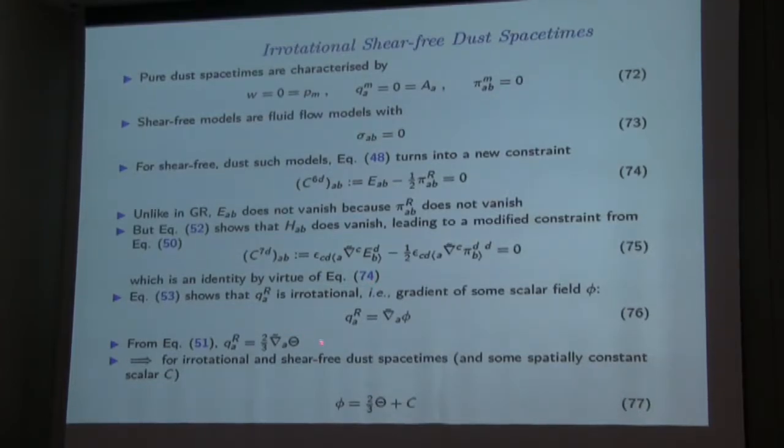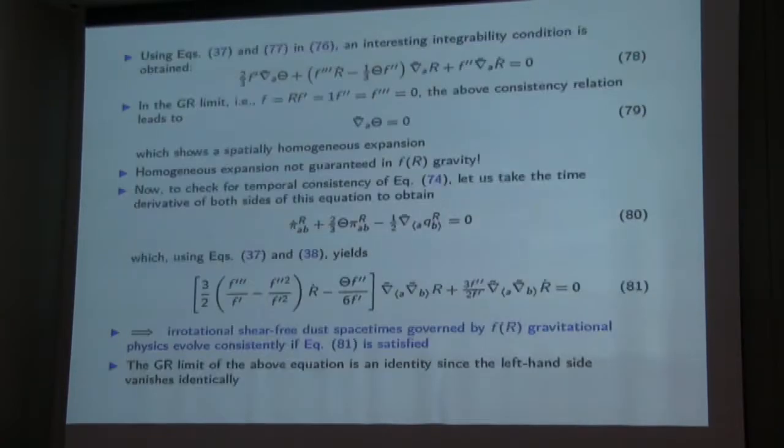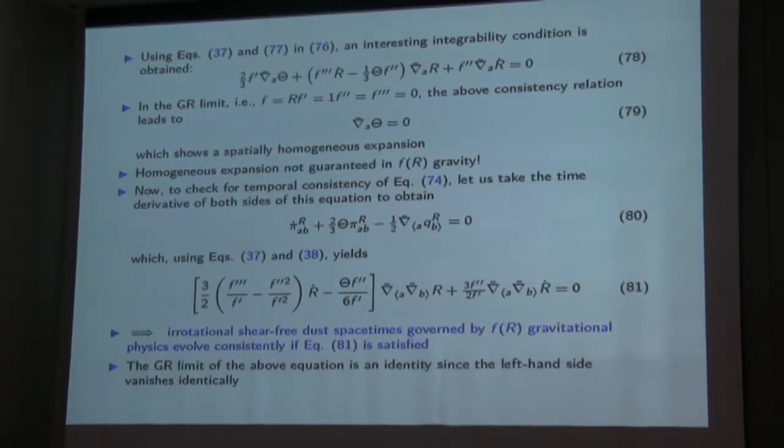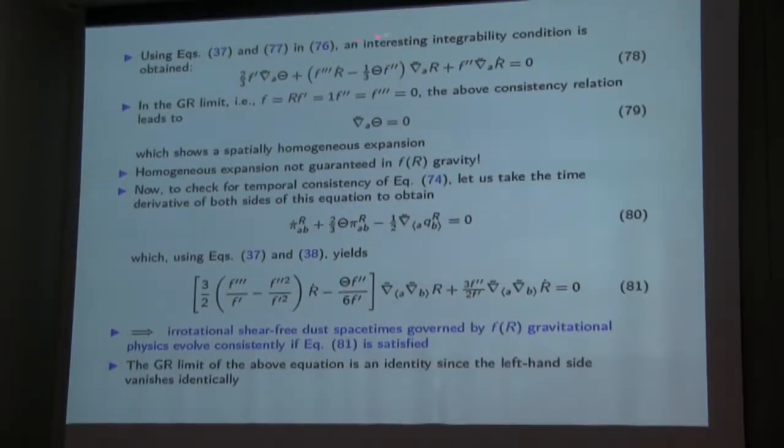If we combine that with the fact that the heat flux is proportional to the gradient of the expansion, we see that the potential that sources the heat flux can be written in terms of the expansion parameter like that. Now, if we apply the result we just saw to one of the constraint equations, one can get this kind of relation, which in the GR limit would mean a homogeneous expansion, but in f of R gravity is not generally the case.